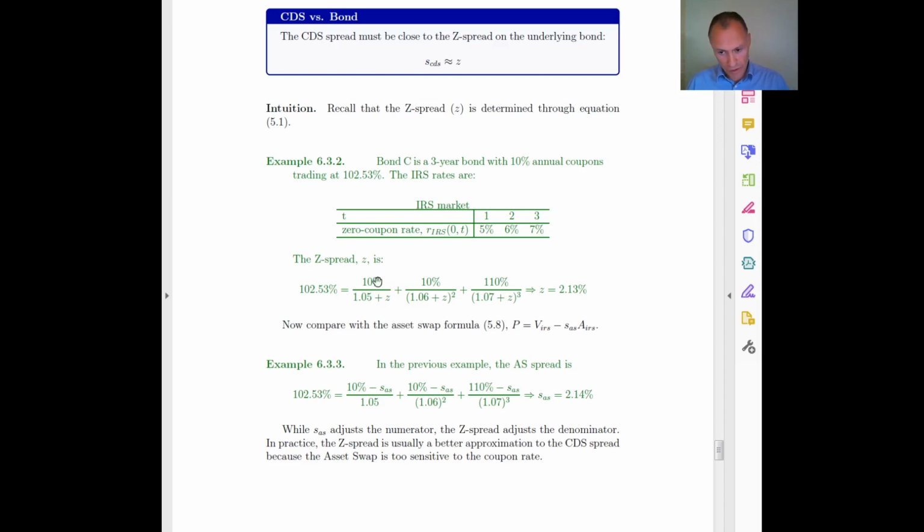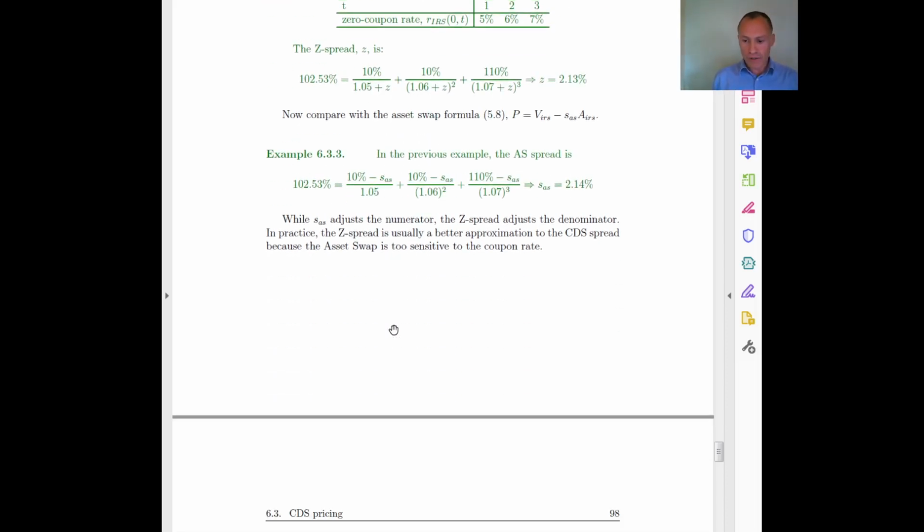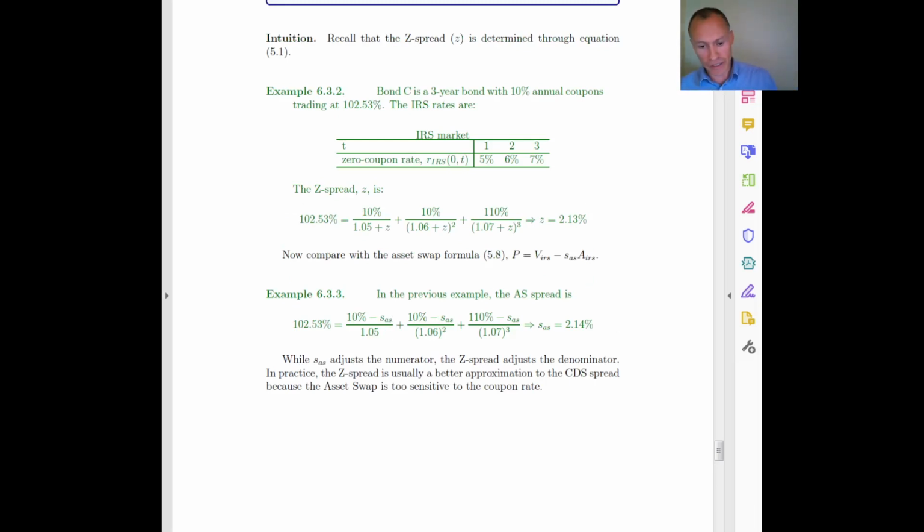So the formulas are very similar. The Z spread and the asset swap formulas are very similar, right? It's just the difference between adjusting the denominator or adjusting the numerator, okay? And so it just turns out that in practice, the asset swap spread becomes very sensitive to the coupon rate. So it turns out that the Z spread actually provides a better approximation to the CDS spread than the asset swap itself. Okay, so I'll stop here and continue in a subsequent video.